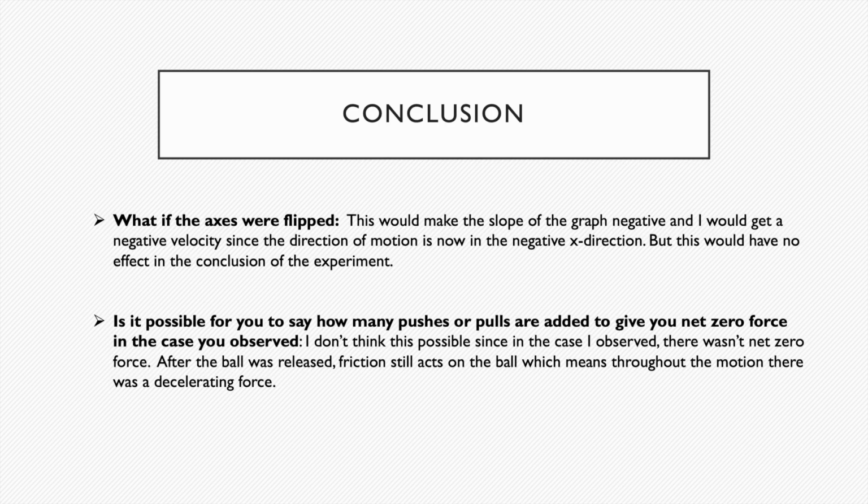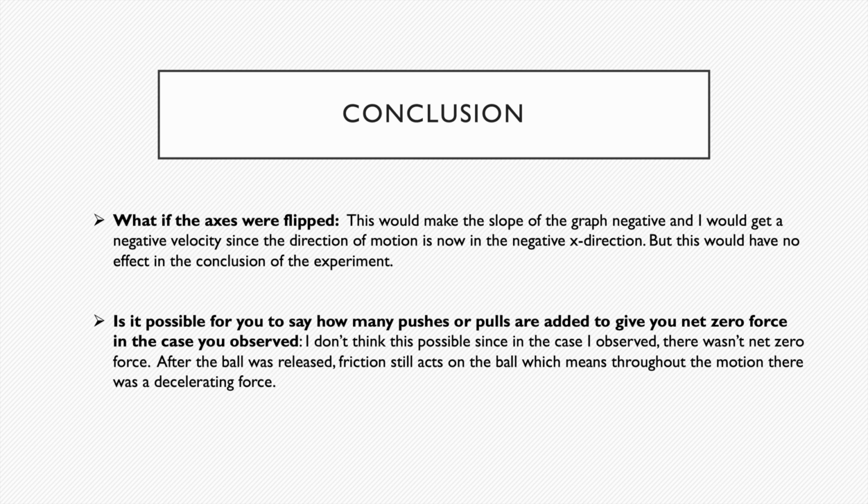So for the conclusion, there are a few questions that I have to answer. What if the axes were flipped? If they were flipped, this would make the slope of the graph negative, and I would get a negative velocity since the direction of motion is now in the negative x direction. However, this would have no effect on the conclusion of the experiment.